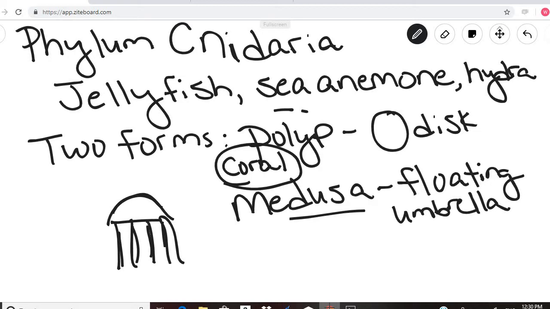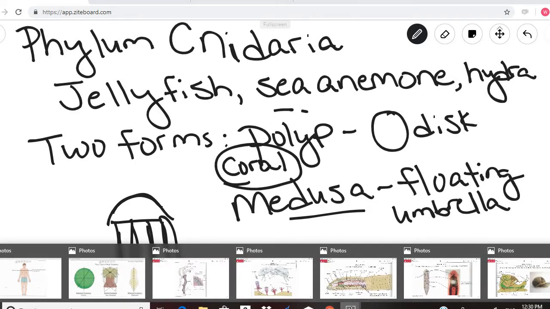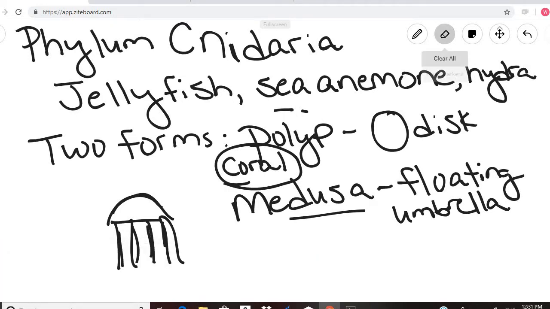In your book on page 336, there are some examples of phylum Cnidaria. So you can see a hydra there, which is in its polyp form. You can see a sea anemone in the polyp form, and you can see coral in the polyp form. And then you can see the jellyfish, which exist in the medusa form.